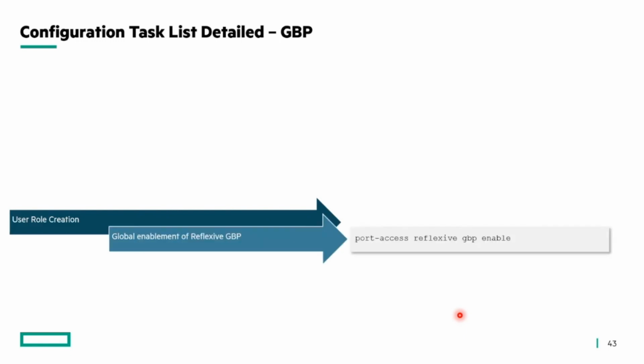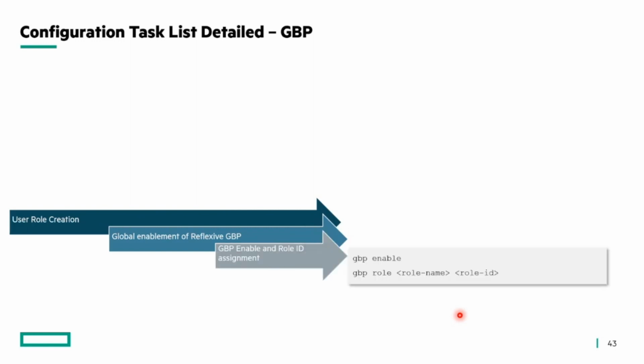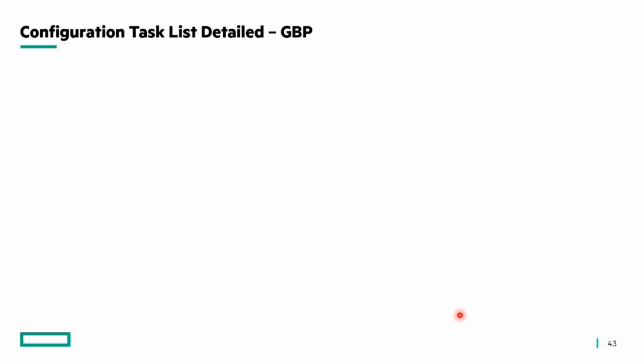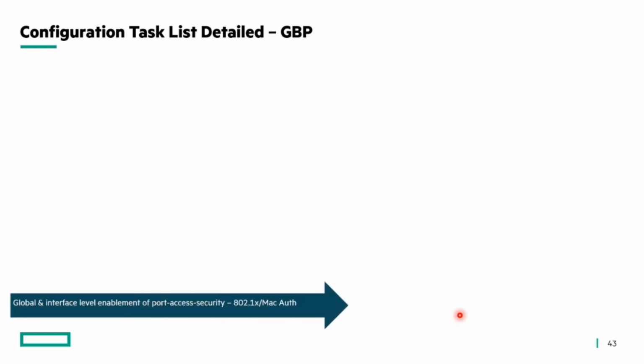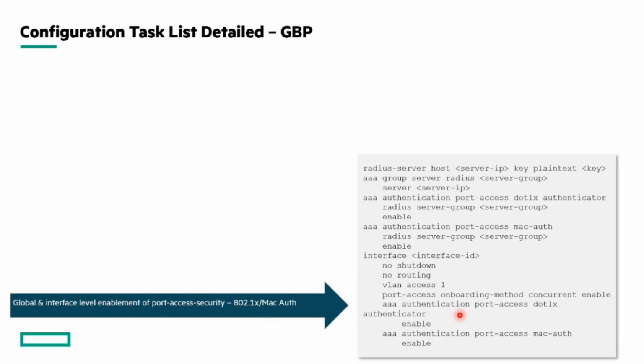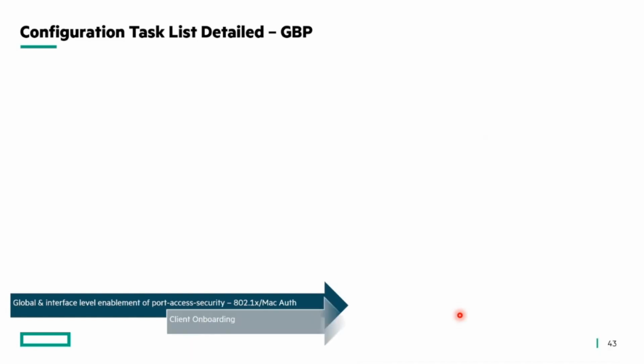and we do the global enablement of Reflexive GBP. And we also do the GBP enablement and then the role ID mapping. So finally, you have to enable the .1X MAC authentication configurations and then onboard the clients.